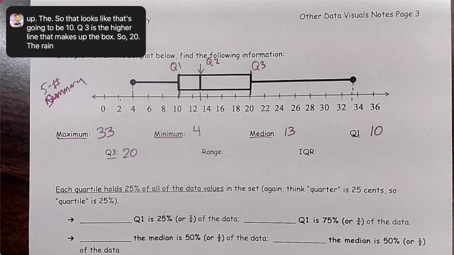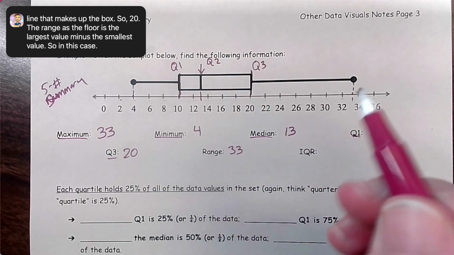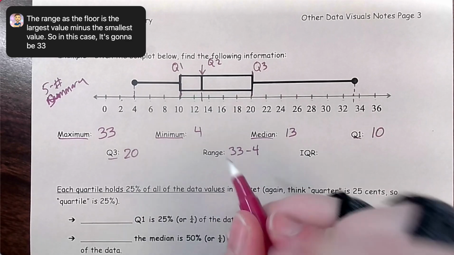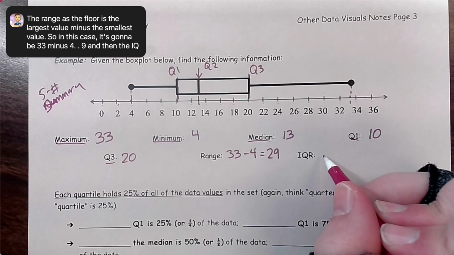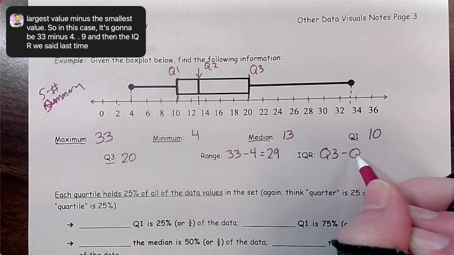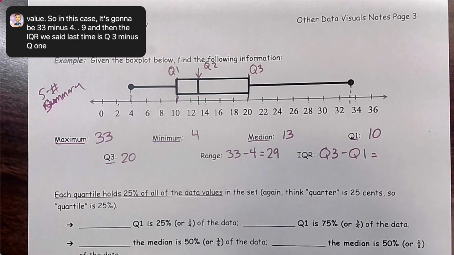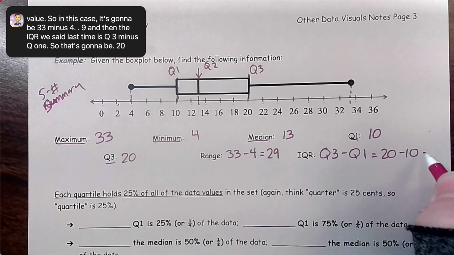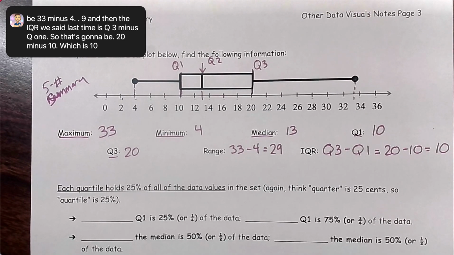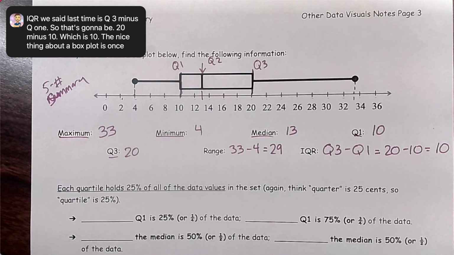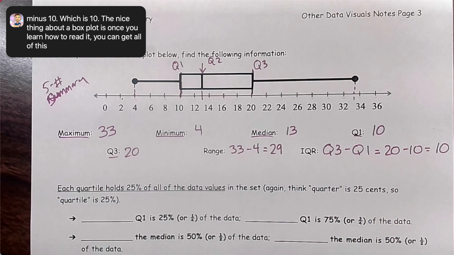The range, as before, is the largest value minus the smallest value. So in this case, it's going to be 33 minus 4, which is 29. And then the IQR, we said last time, is Q3 minus Q1. So that's going to be 20 minus 10, which is 10. The nice thing about a box plot is once you learn how to read it, you can get all of this information in a very short period of time.